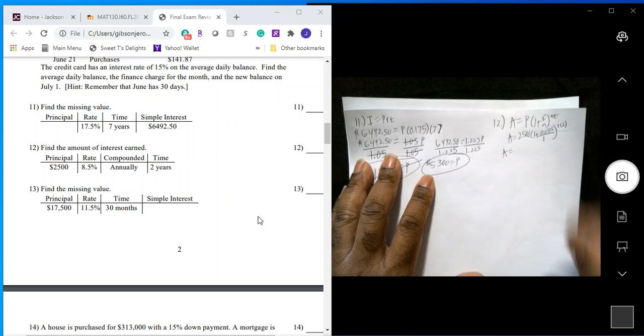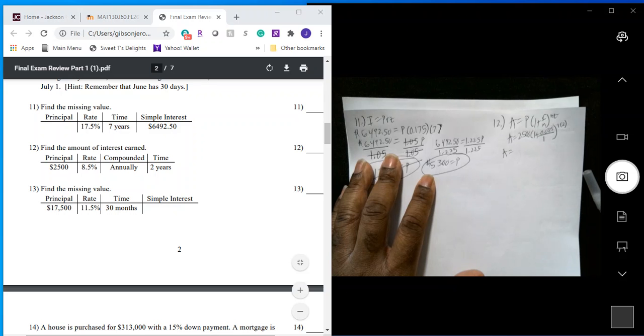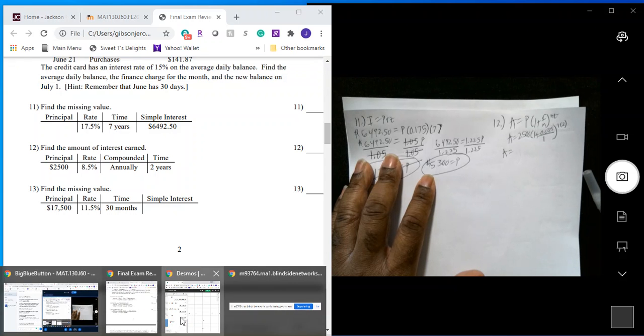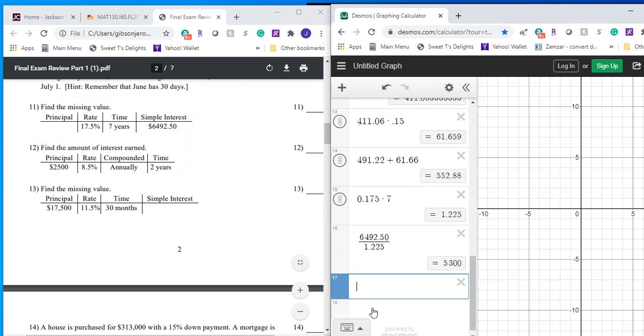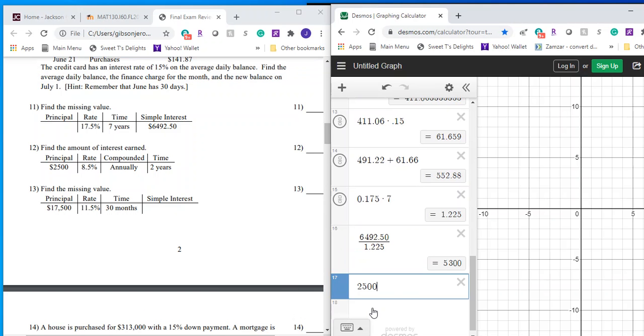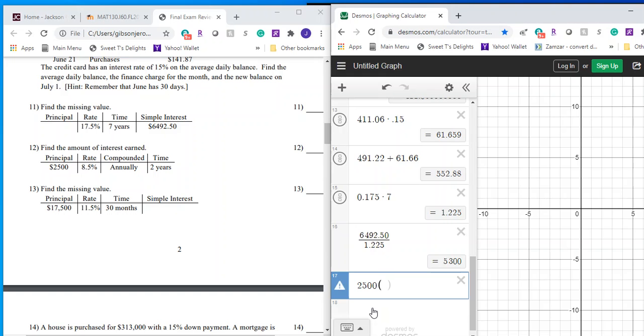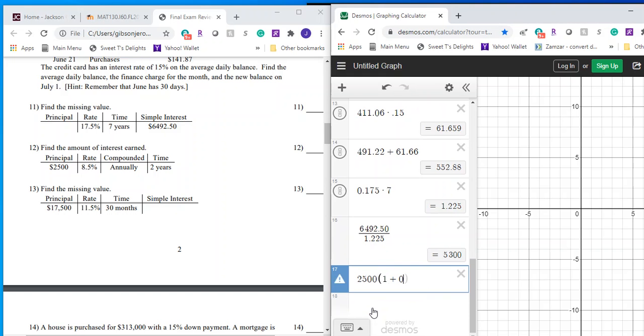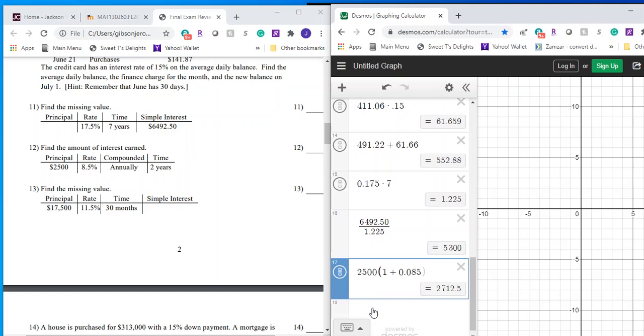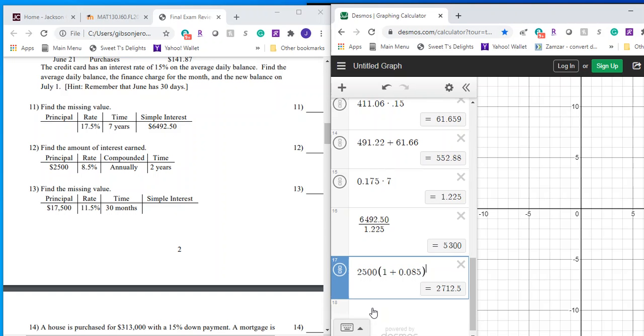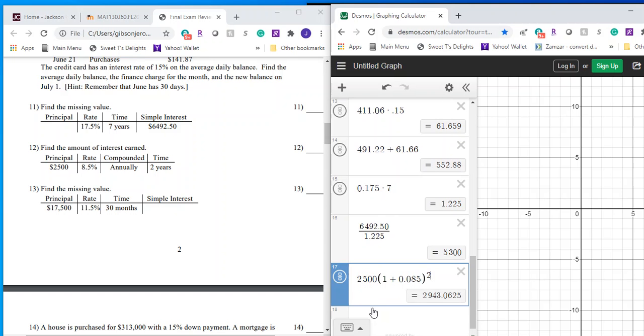So now we will put this in our calculator. So we have 2,500. Then we have 1 plus 0.085. Close that parenthesis, and we would take this to the second power, because we know 2 times 1 is just 2. So that would be to the second power. So it'd be $2,943.06.